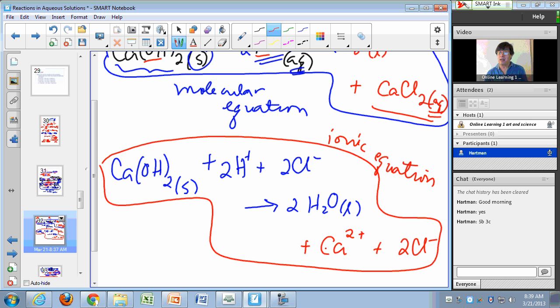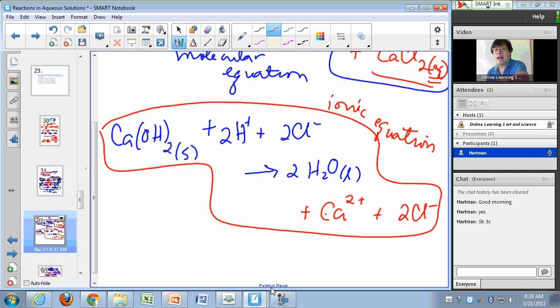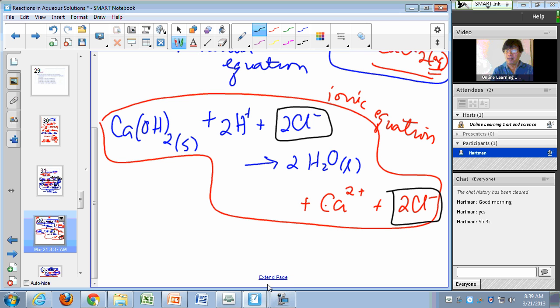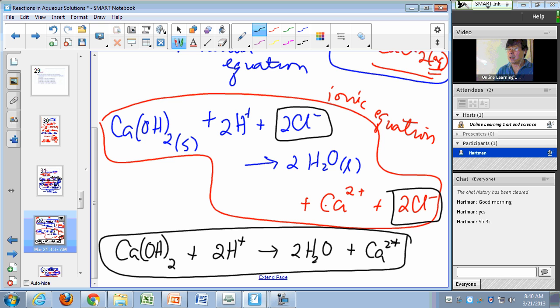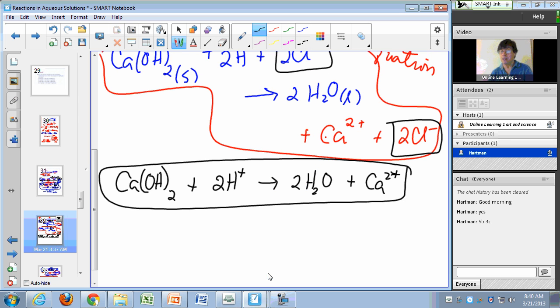So what's your net ionic equation? The net ionic equation is what you get if you get rid of your spectator ion, which in this case is chloride. Right? So to write my net ionic equation, I'm just going to say calcium hydroxide solid plus 2H plus gives me 2H2O plus calcium ions. So this one doesn't have any of the spectator ions. This is what we would call your net ionic equation. Okay?